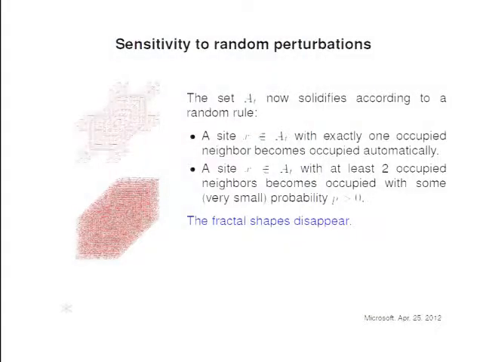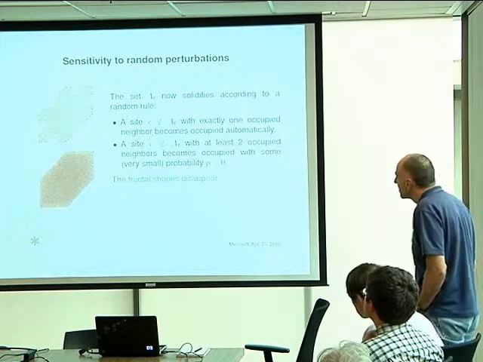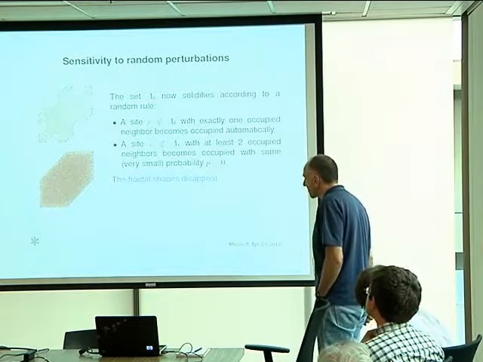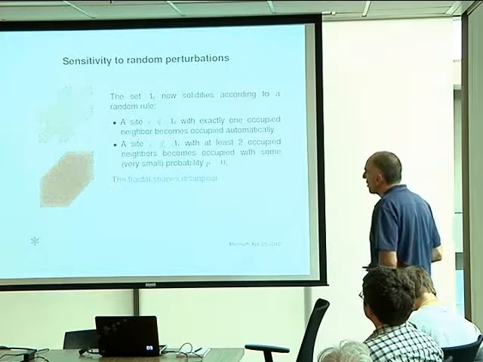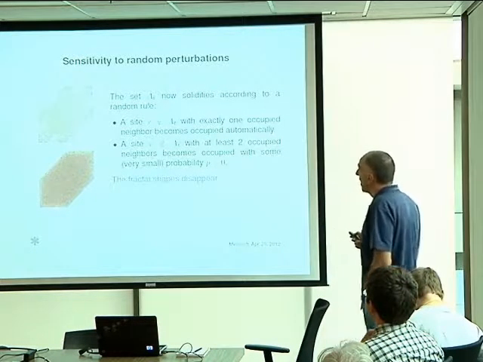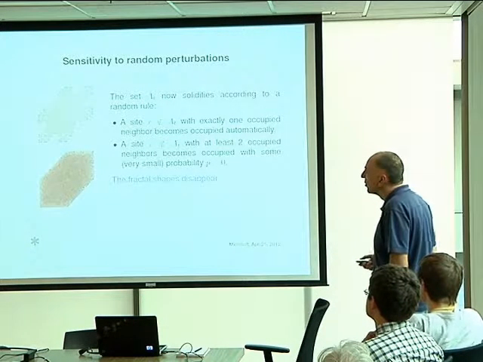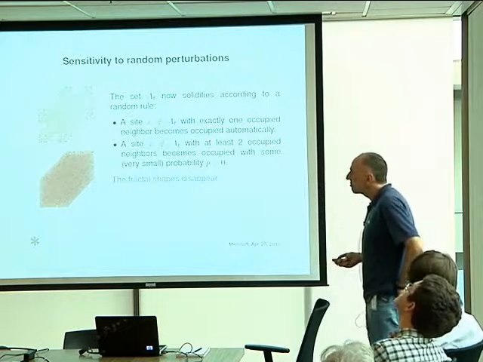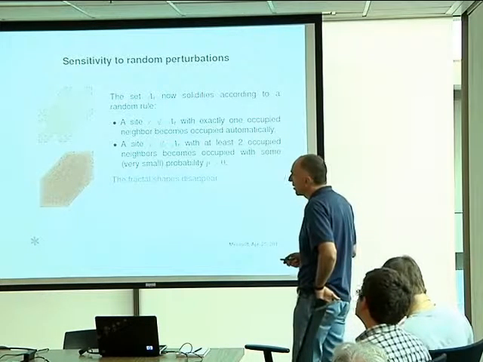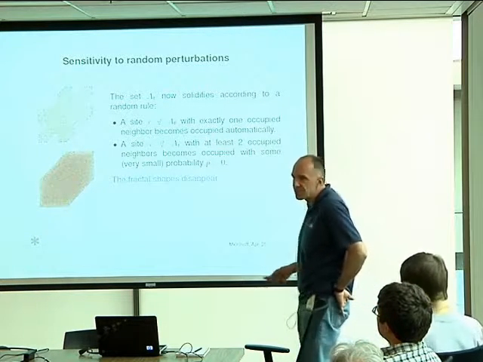All right, so the next slide will tell you that Packard snowflakes are really not that good to simulate real snowflakes because they're extremely sensitive to random perturbations. This is actually related to the open problem I mentioned 3 weeks ago. Let's say you become occupied for sure if you see exactly 1 occupied site. But if you see 2, you flip a coin with a very small probability p, and if the flip is successful, you become occupied, and you will see that fractal shapes completely disappear and you generate just a regular growth.